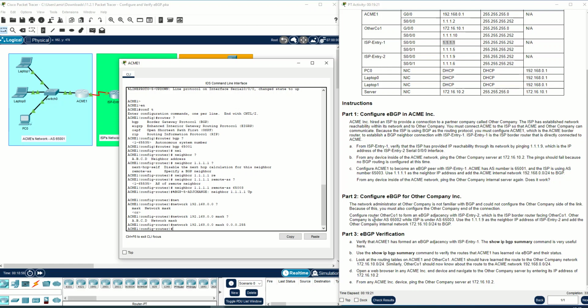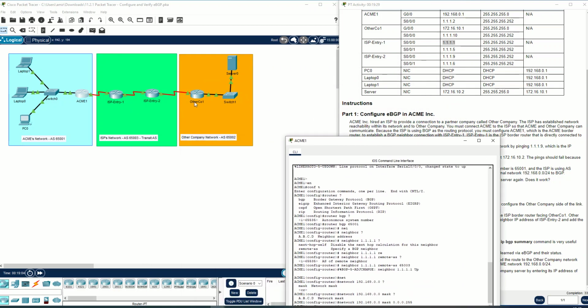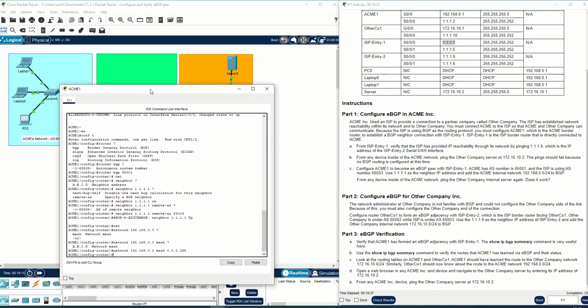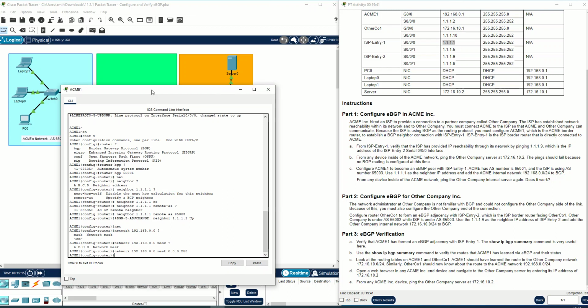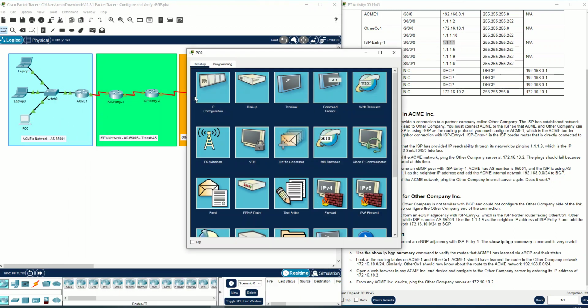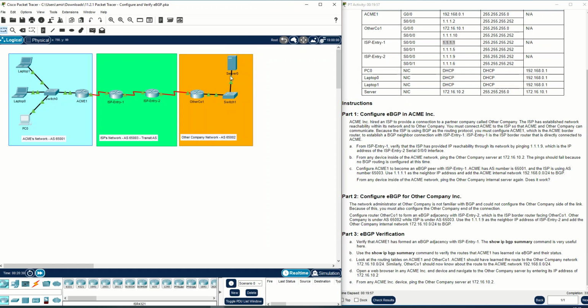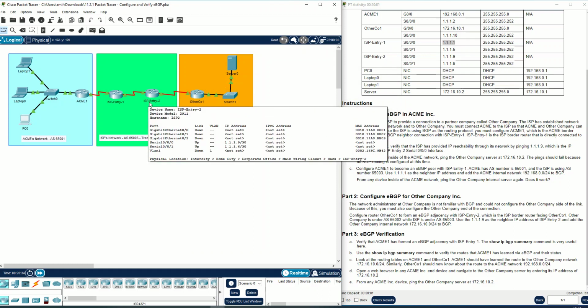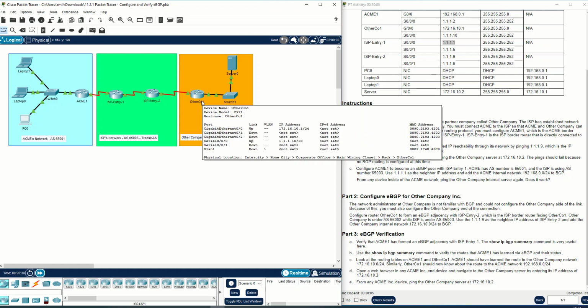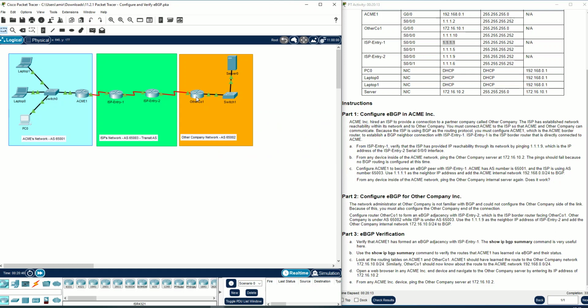And in part 2, we also need to get a connection between other CO1 and ISP entry 2. But we can check again. Can we ping? Yes, it is unreachable. I cannot ping server 0 either, because between ISP entry 2 and other CO1, I don't have any connection here. In this situation, you should make establishments and make a connection to the internet.